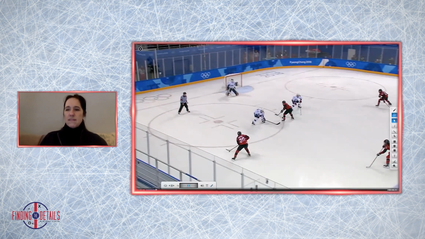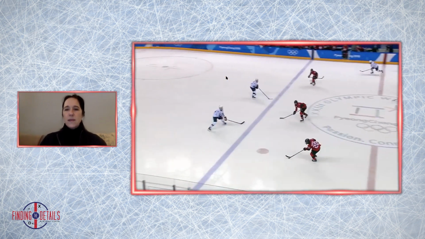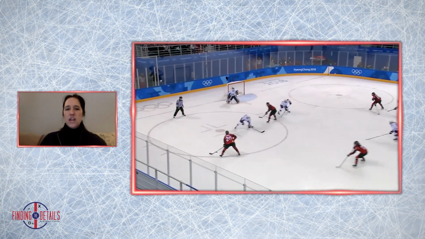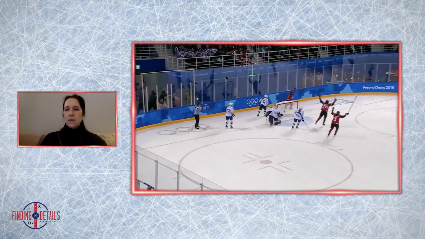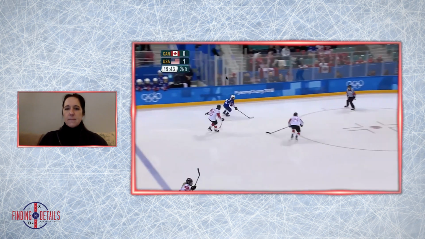And I'm going to rewind this here just a little bit, because Sarah Nurse does a great job. She's already looking to the middle of the ice, but she's going to come in here and snipe it right over the goalie's shoulder. So watch this as we come into the zone: another look, shoulder check, and then she roofs it right over the goalie's shoulder for a really nice goal in the Olympics for us.